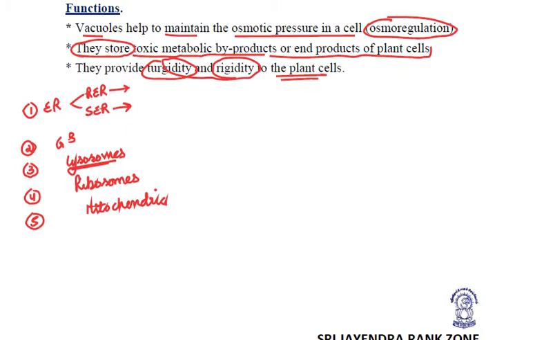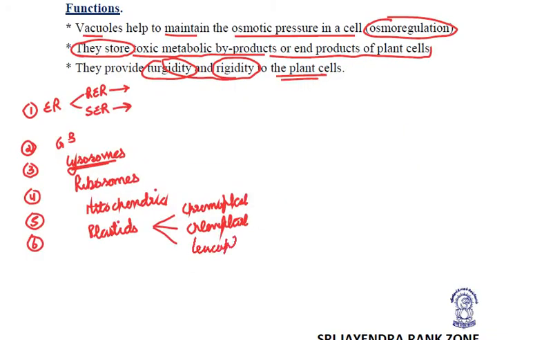Next cell organelle that we talked about was plastids. They are present only in plant cells, not in animal cells. And these plastids are further divided into three types. One is chromoplast, another is chloroplast, and the third one is the leucoplast. What are these? We just studied.